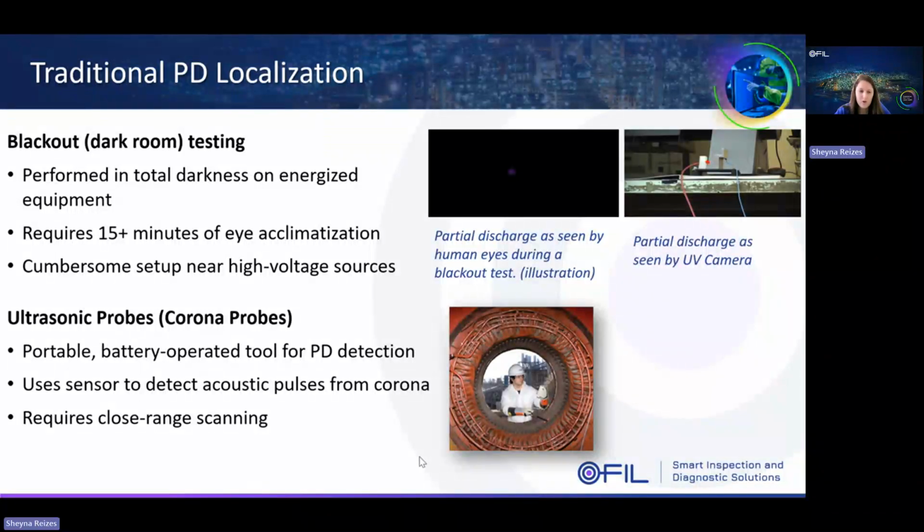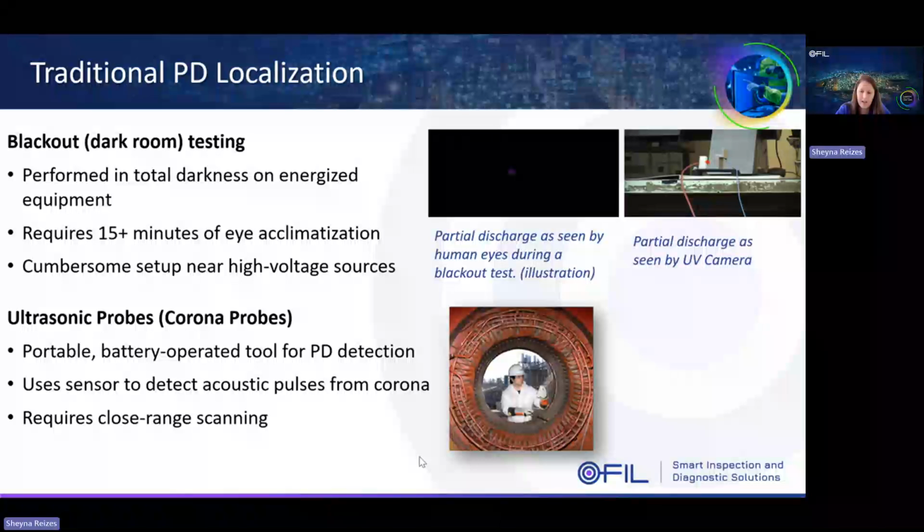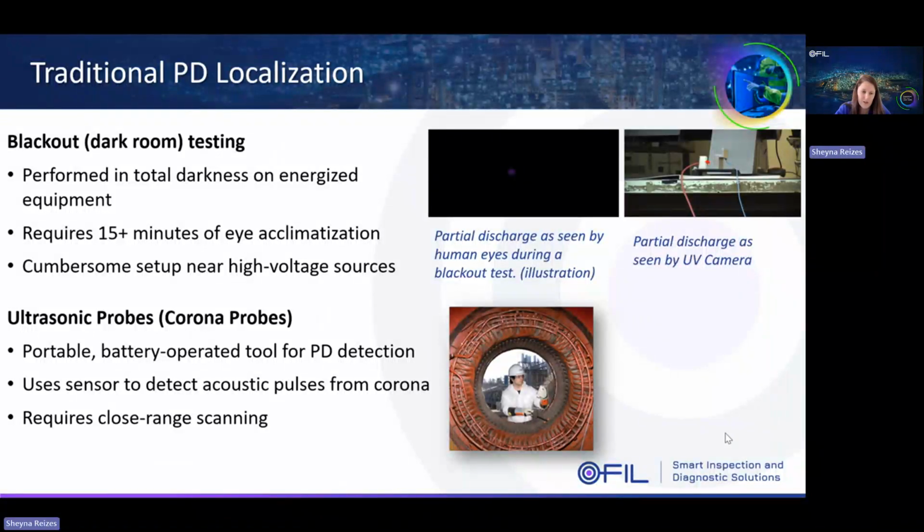Ultrasonic probes or corona probes are another method. They're portable and they pick up the acoustic signals from corona activity. They require very close range scanning next to energized equipment as well.